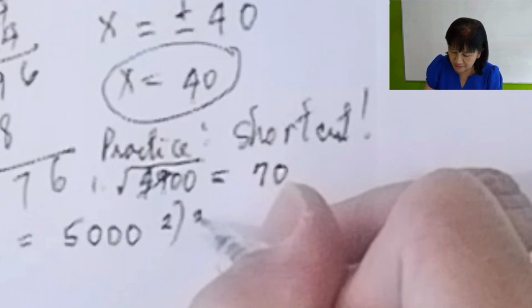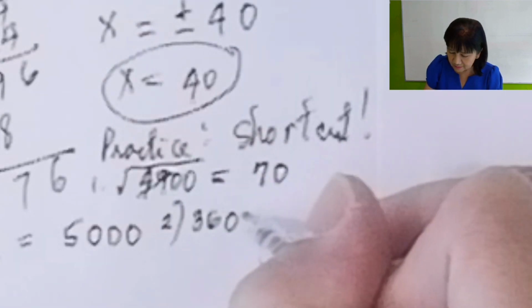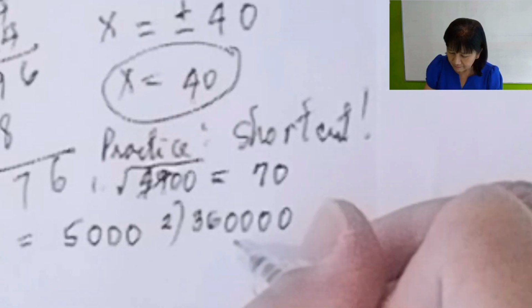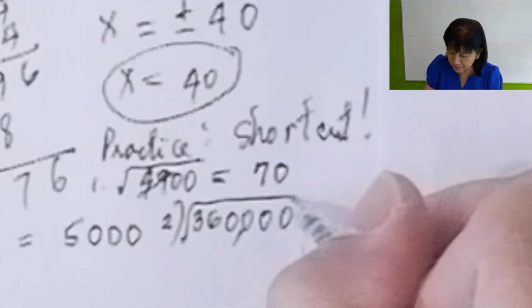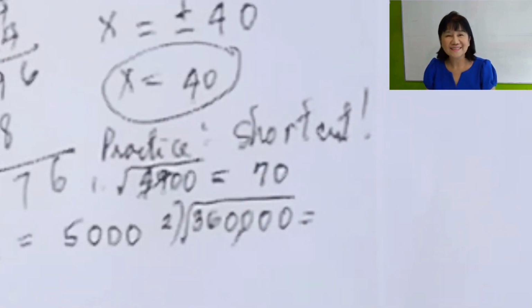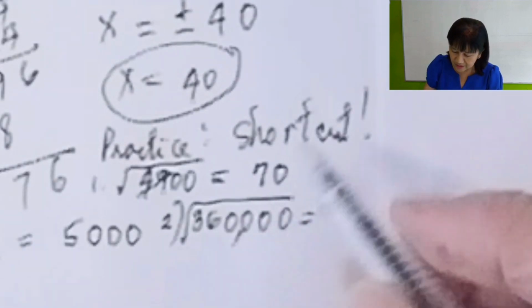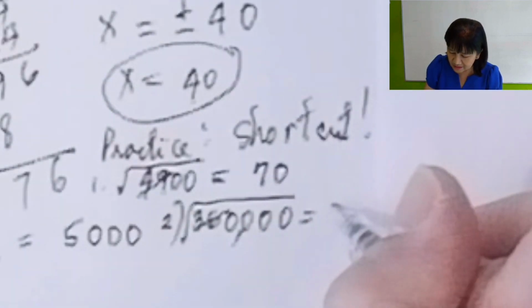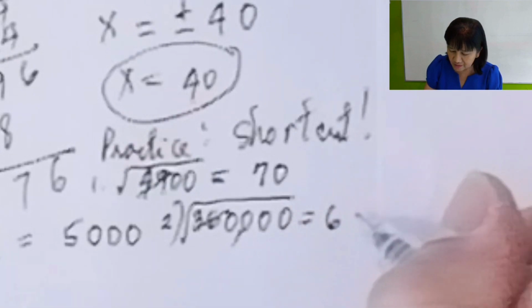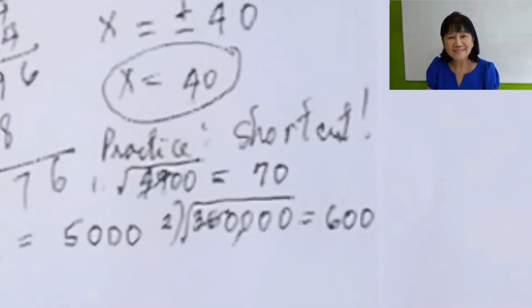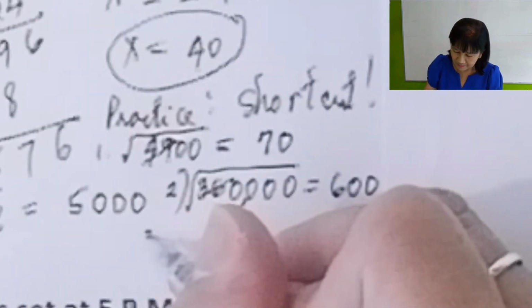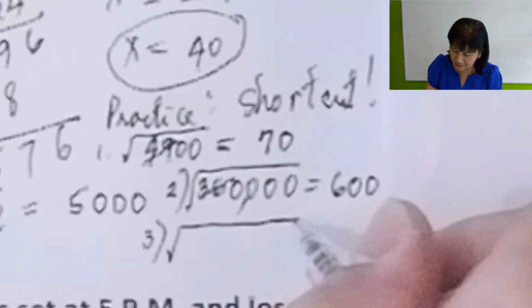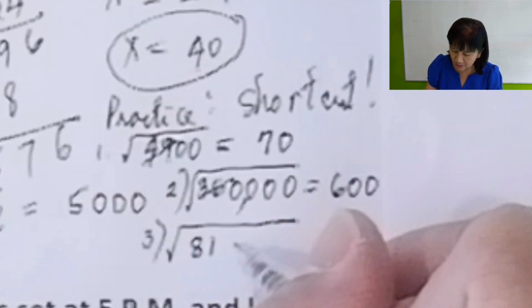Let's say we have here square root of 360,000. So, square root of 36 is 6. There are 4 zeros, so 2 zeros out. The answer is 600. Another example, let's say you have here 81.